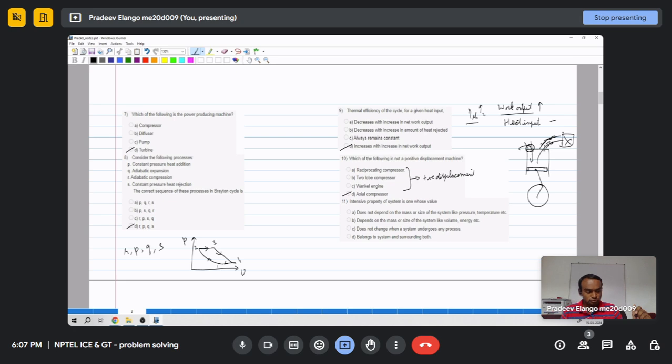Sir, what is Wankel engine, sir? So the Wankel engine is like a rotary engine. That is kind of an internal combustion engine.